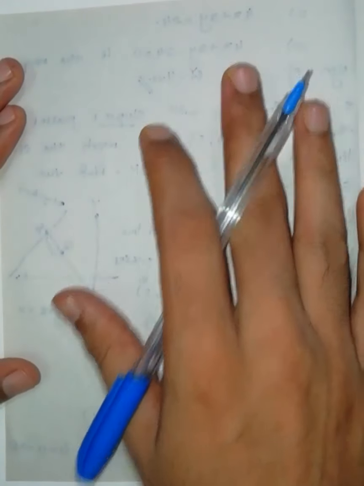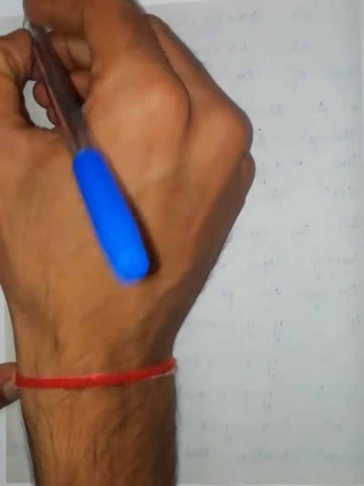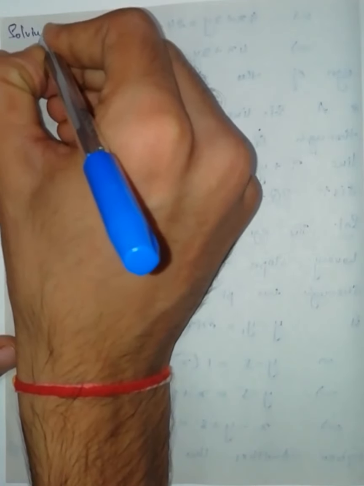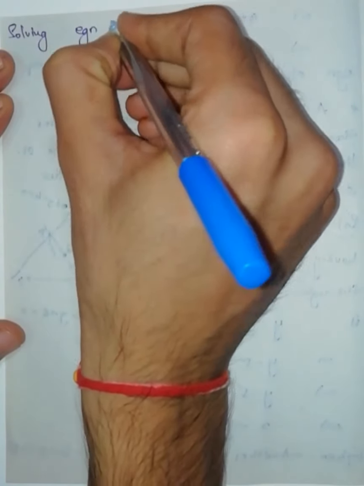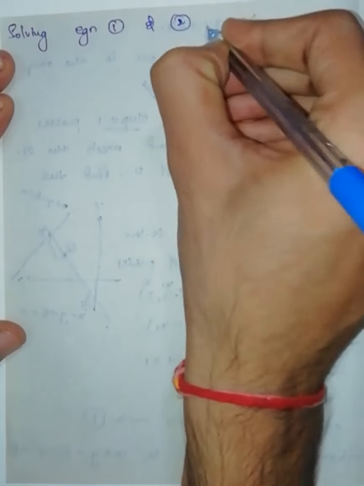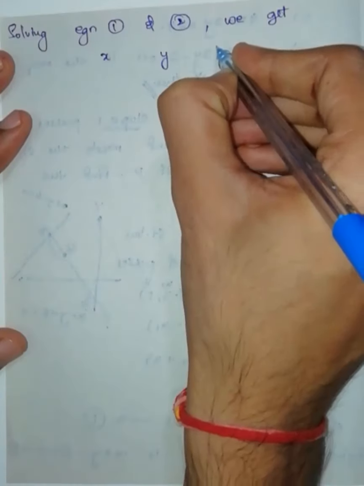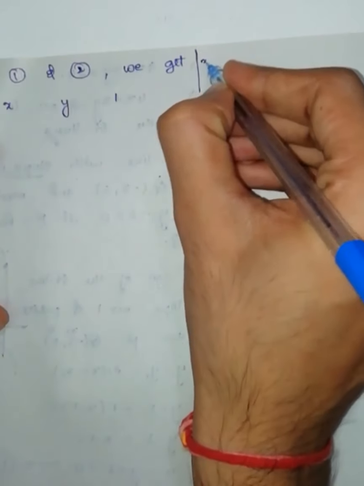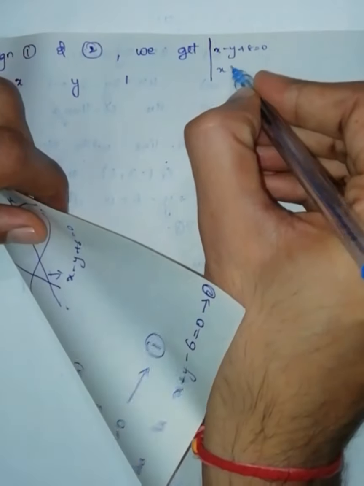Now solving equation number 1 and 2, we get, that is x, y, 1. What is equation number 1? I am writing in a rough part here. x minus y plus 8 is equal to 0. And equation number 2 is x plus y minus 6 is equal to 0. These two equations we got. Now I am going to solve this one.